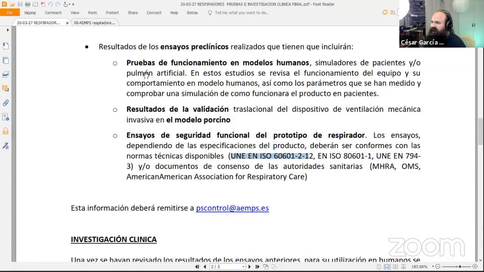So basically what they are asking of every respirator is, first you go with the prototype, you write down your requirements, you prepare your papers, and you say, okay, I think this device can support a person for 24 hours under mechanical ventilation. Then you need to do some trials with lung simulators. And then you need to validate the results with animals, in this case with pigs. After you get all of this, you need to supply it to the agency.